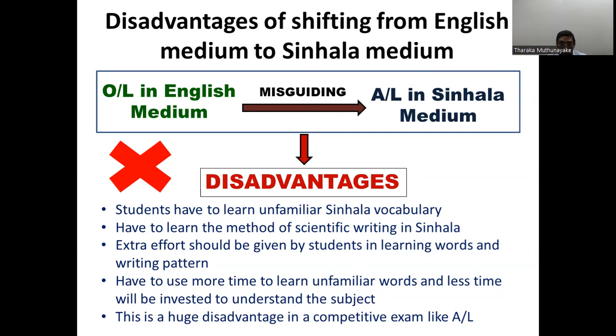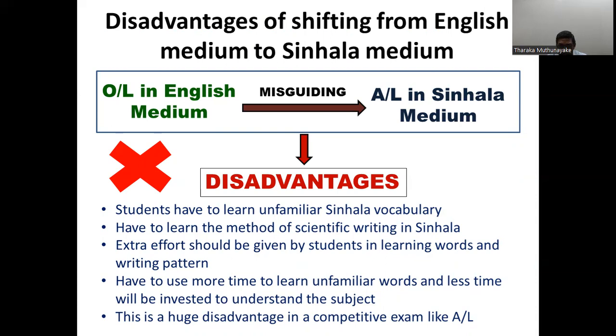Those people who misguide these students have no proper knowledge about English medium education, or sometimes they do not know the real advantage of doing advanced level in English medium. Then, based on their experience, they ask the students and parents to follow Sinhala medium education. Therefore, most of the students who studied O levels in English medium try to shift to Sinhala medium for their advanced level education, especially in the science stream. This misguiding creates so many disadvantages. So we'll discuss one by one.